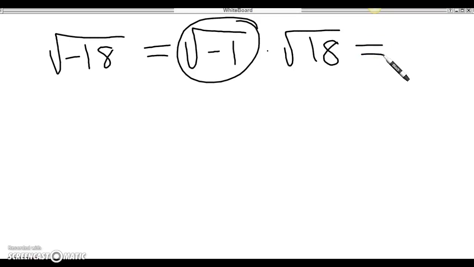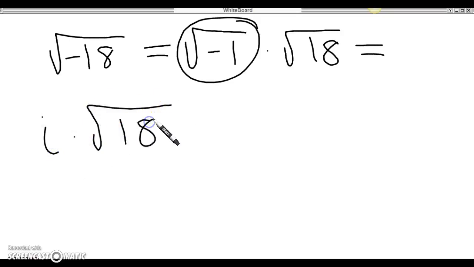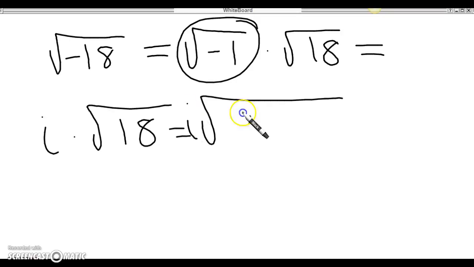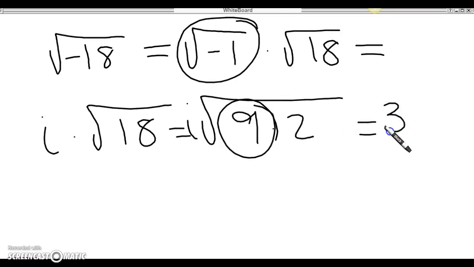So first of all we have i times the square root of 18. And when I take that square root of 18, I can break that down to 9 times 2. And I see automatically 9 times 2 is 18, and I can take the square root of 9, which is 3. So I get 3i times the square root of 2. Now let's look at the got it problem.